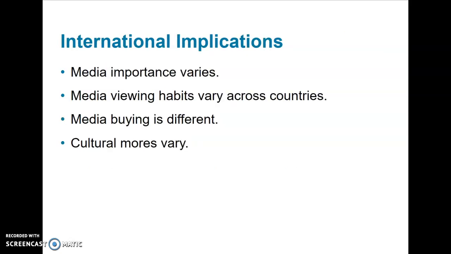The importance of different types of media varies widely throughout the world. So for example, Coca-Cola has used hot air balloons to reach consumers in Africa. And media habits of people in other countries are not the same as those here in the US. The media buying process is different, and culture is a major force in these differences.